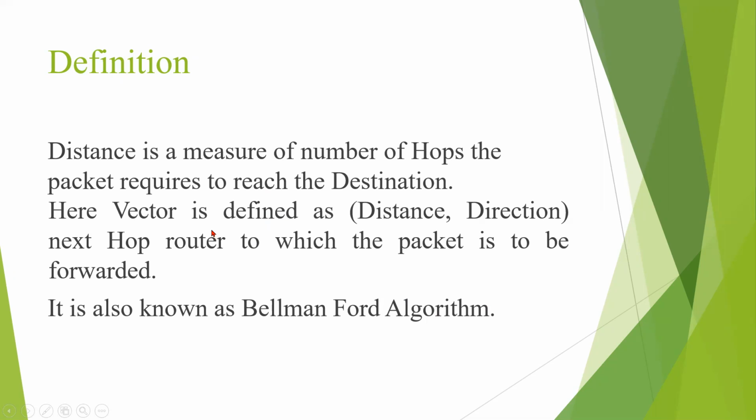When data reaches one hop, it will be received from one hop to another hop. The message will be transmitted via packets. In this, hops act as junctions. It travels from one hop router to another hop router, to which the packet is to be forwarded. It is also known as the Bellman-Ford algorithm.